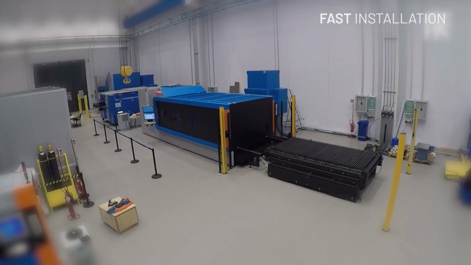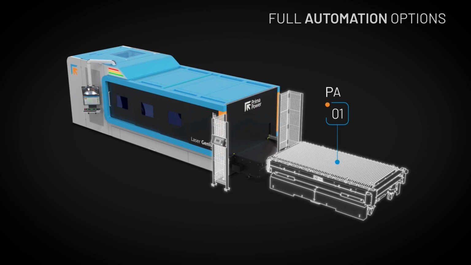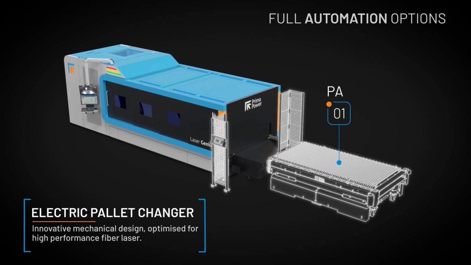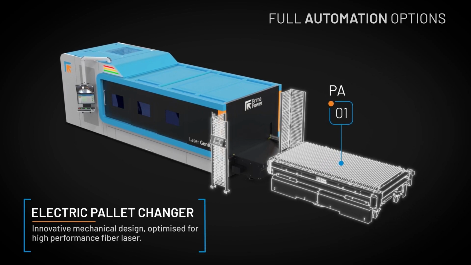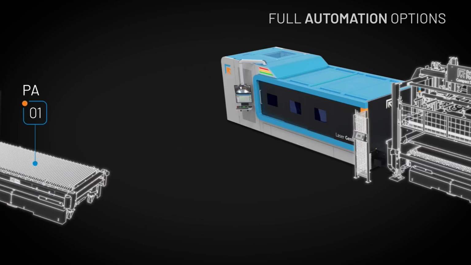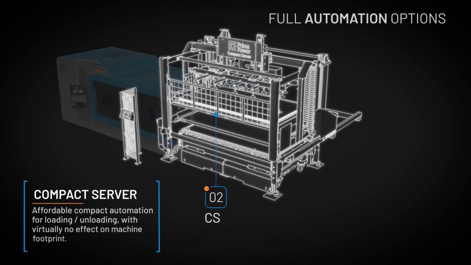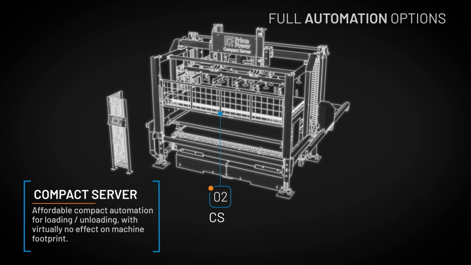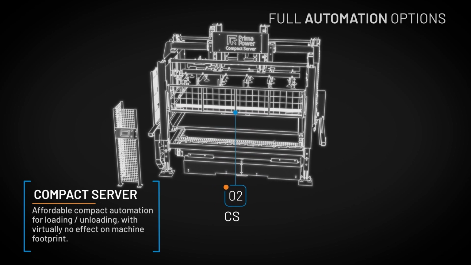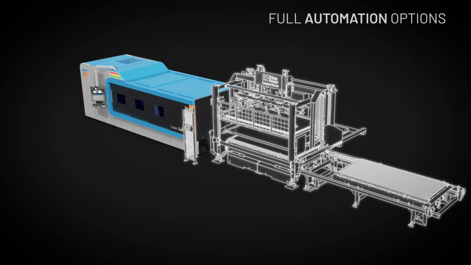But then on top of that, there are a lot of different modular automation systems that we can add onto it. So we have the pallet changer. That is literally for just loading on sheet by sheet. That goes into the machine and exchanges itself with the one that's in there. We can put a tower on it. The compact server is a nice one: one pallet of material in, one pallet of material out.